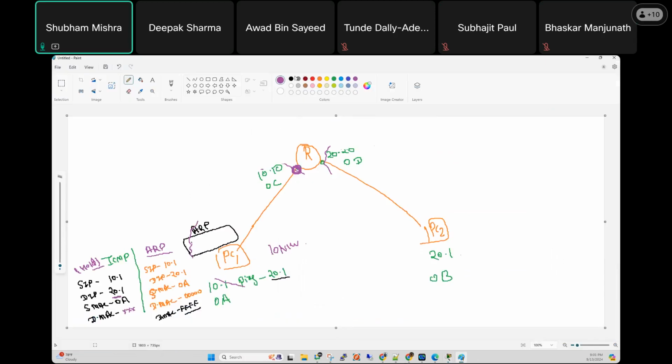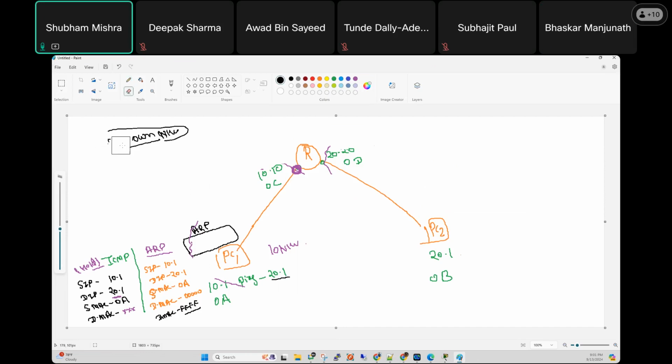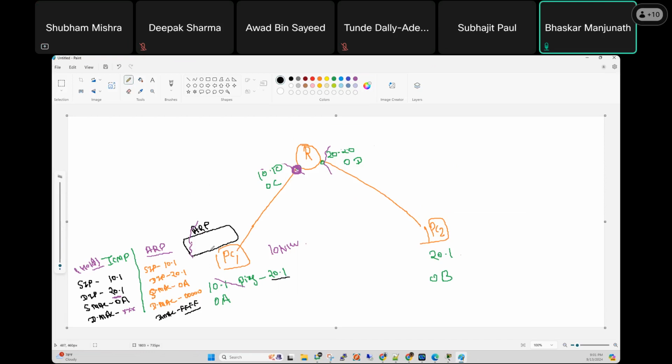Now I am telling you, I told you in yesterday's class also, an ARP packet never crosses its own network. It means when PC number 1 generates the ARP packet, that same ARP packet never goes into the other network. And when PC number 2 generates an ARP packet, it will never go into this network. Right, everyone? Understand? So that's the reason in an ARP packet, the destination IP address will never be 20.1, guys.